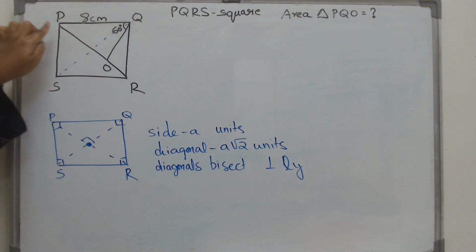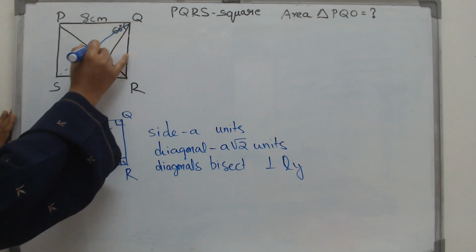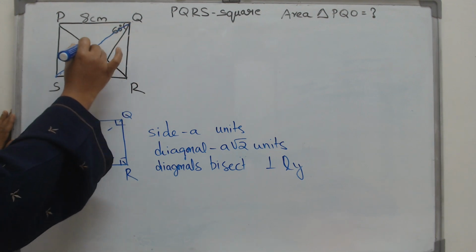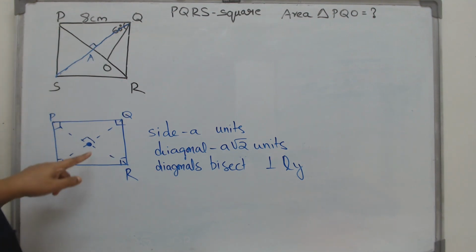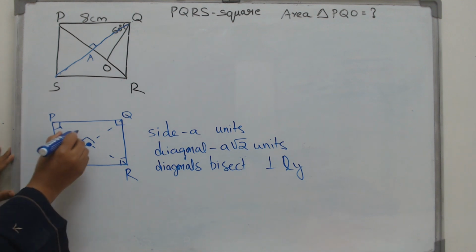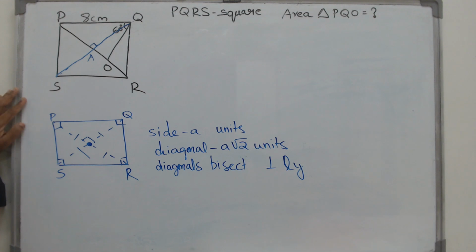Suppose here also we have two diagonals, right? Let their point of contact be A. Then what you have here is a right angle. What else? They bisect each other. That means they cut each other into equal parts. Now, how does this information help us?